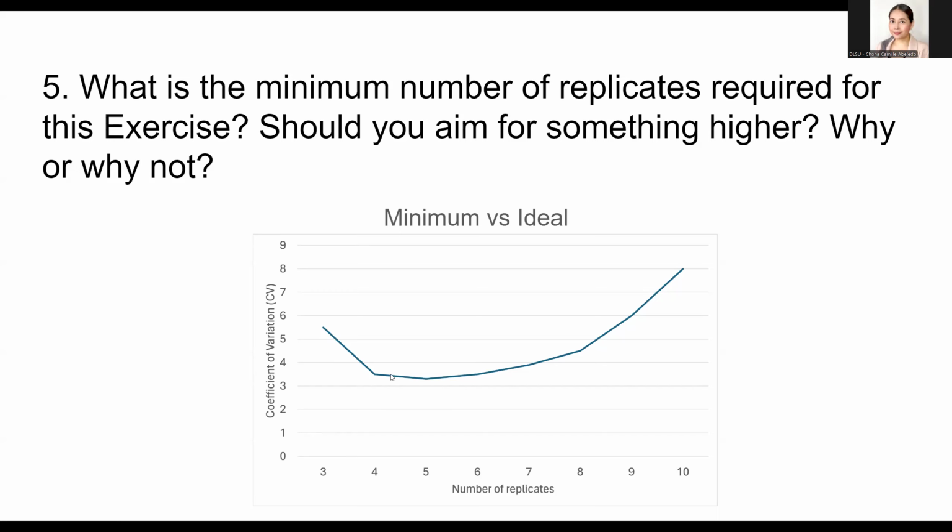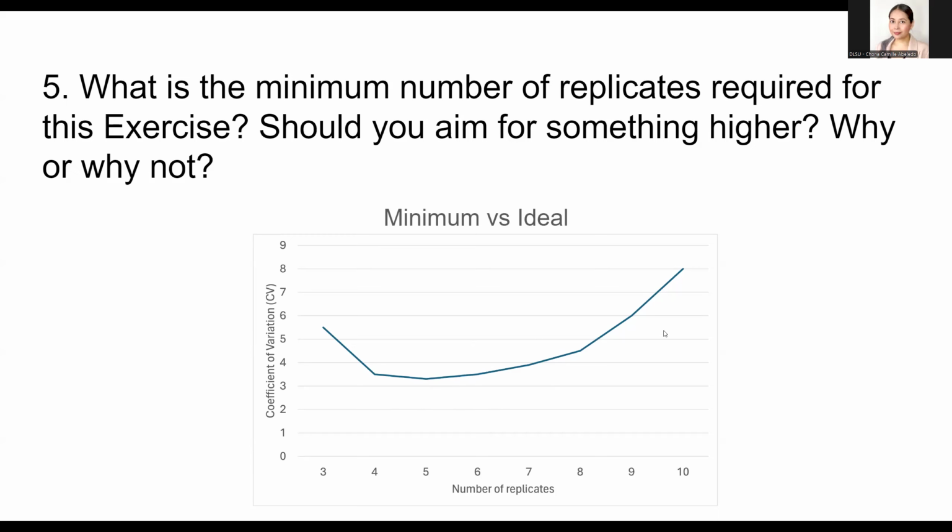But if you do a level of replication that is between 4, 5, and 6, you can see that your variation is lower than when you just do 3 replicates. So this means if you do a number of replicates that's between 4, 5, 6, 7, maybe 8, then you will still get good precision. Pero so far, the highest precision that you can get, the lowest coefficient of variation, is at 5 replicates. So anywhere between 4 to 6 replicates would be good.